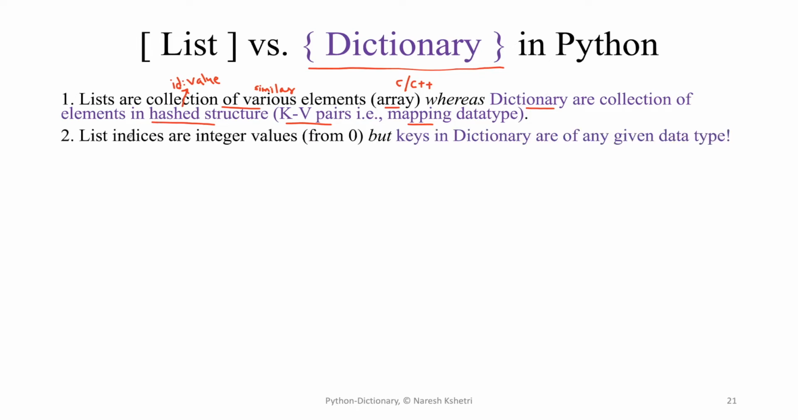The second difference is that list indices are always integer values. You all know a list starts from index 0 and continues to index 1, 2, depending upon the values. But in a dictionary, the major thing is the key. The key means the ID, and that can be of any given data type. That doesn't need to be an integer, it can be something like strings or other data types.